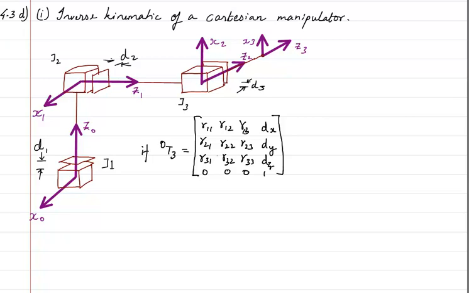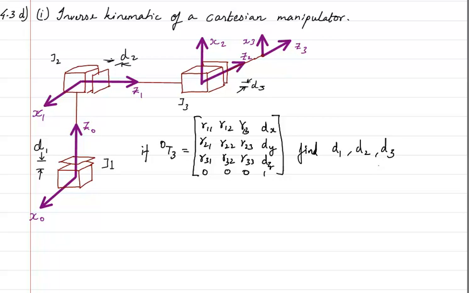When I say this is given in a problem, all these will be values. So r11 will be maybe 5, or dx maybe 3, dy maybe 2. For a Cartesian manipulator, this is what is given, and they are asking us to find q1, q2, q3, which in our case is d1, d2, d3.